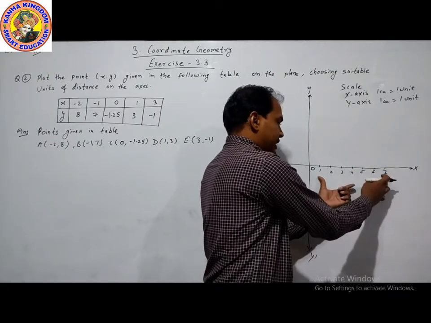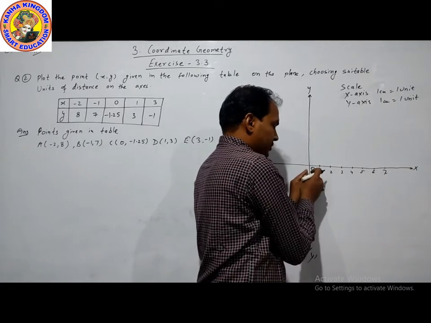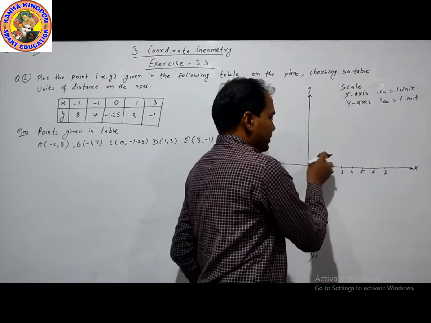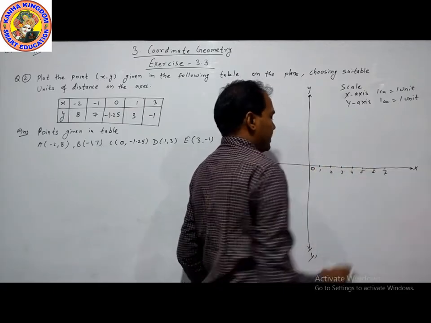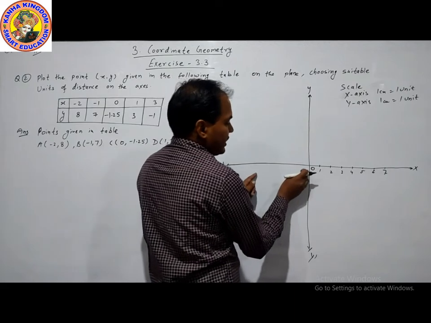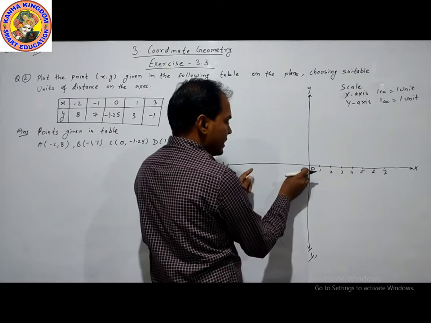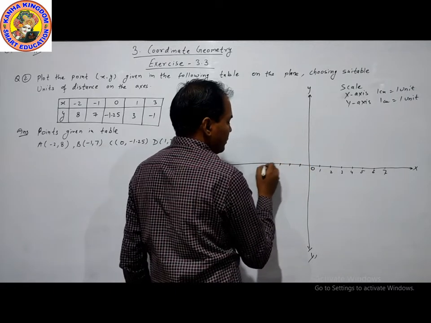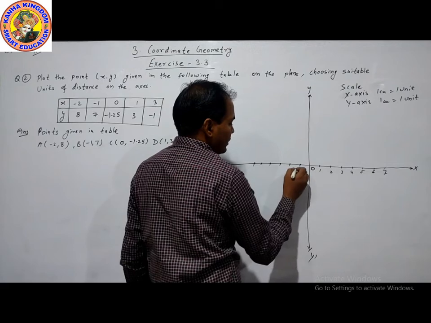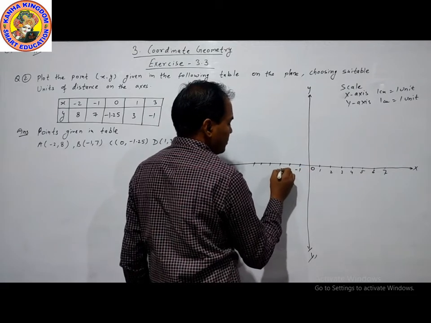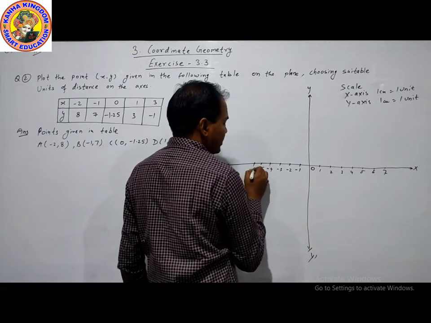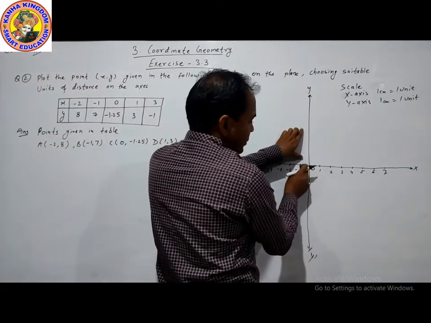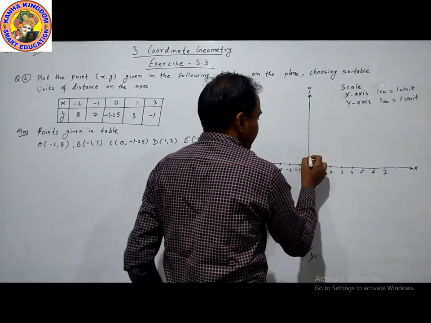We will put the scale here from 0 and mark each centimeter: 1 centimeter, 2, 3, 4, 5, 6, 7. Now put the scale here at 0 and mark each centimeter: 1, 2, 3, 4, 5, 6, naming them -1, -2, -3, -4, -5, -6.